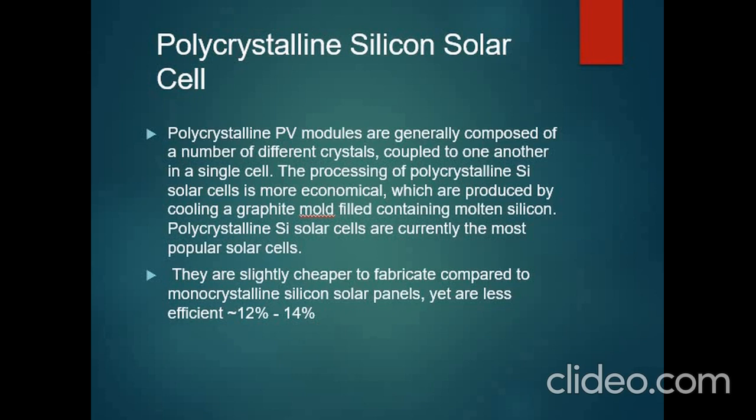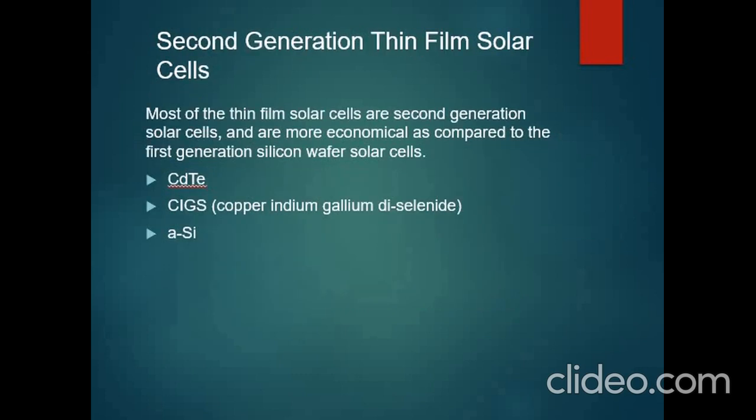Then we will discuss second generation thin film solar cells. Second generation solar cells are economical compared to the first. Silicon wafer cells have a light absorbing layer up to 350 micrometers, but in the second generation solar cell it is less than 1 micrometer in thickness. Some of them I have discussed here: cadmium telluride, CIGS, and amorphous silicon.